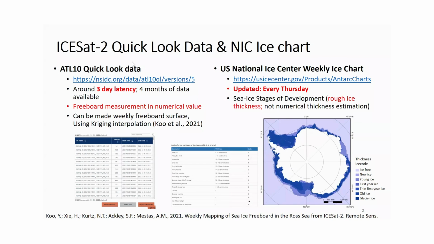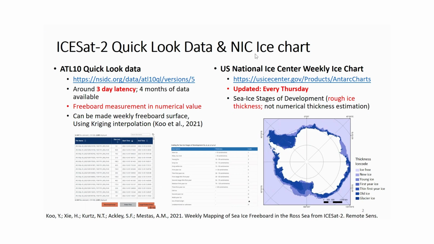And actually, the advantage of using this ATL10 data is that it provides accurate freeboard measurement in numerical values. And our research team also developed a kriging interpolation tool to merge this ATL10 product to create a weekly freeboard surface, a weekly freeboard map. This algorithm is just for solving the problem of spatial sparsity of the ICESat-2 track data. So by using this kriging method, we can provide a freeboard surface map from ICESat-2 data.